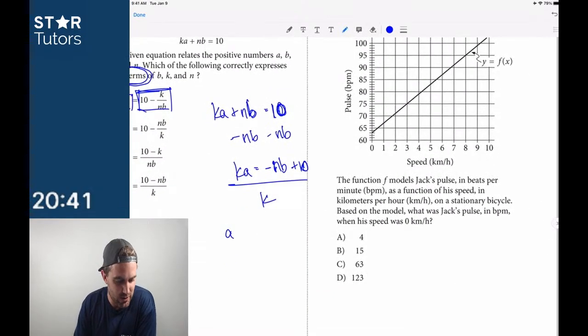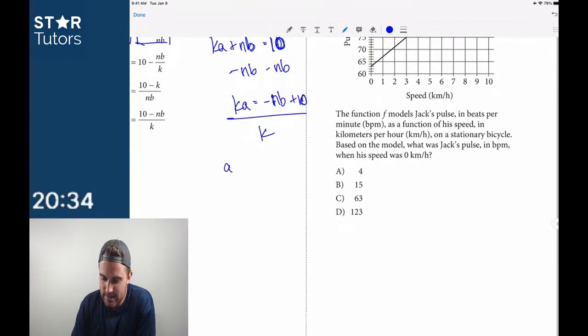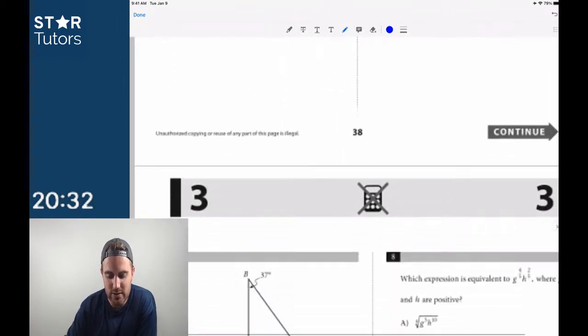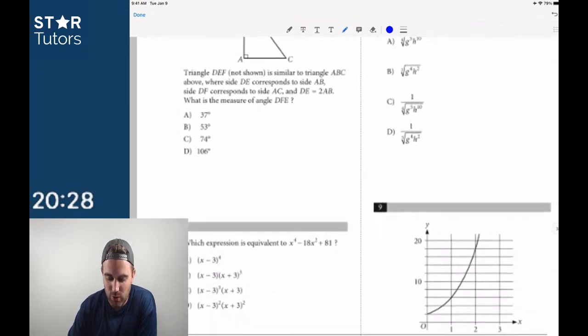Right away, our first thought here should be y equals f of x, which just means that that's a linear equation. I'm going to skip this one just because I don't want to lose the momentum I've already gained. There are going to be easier questions for me on this test.